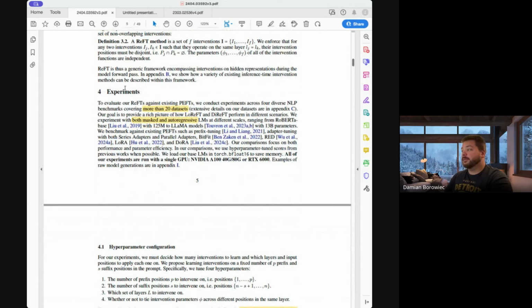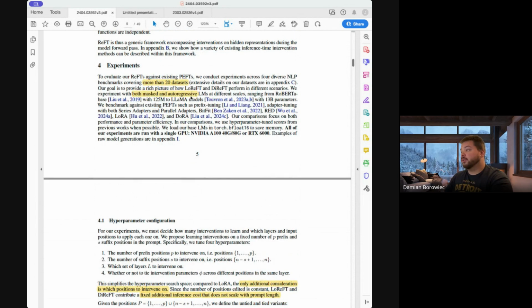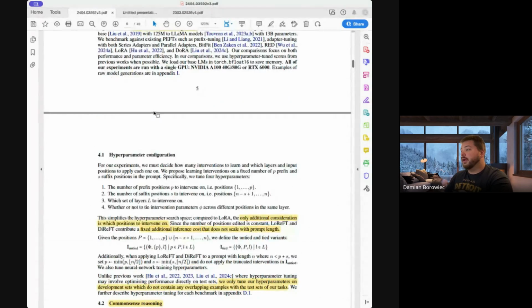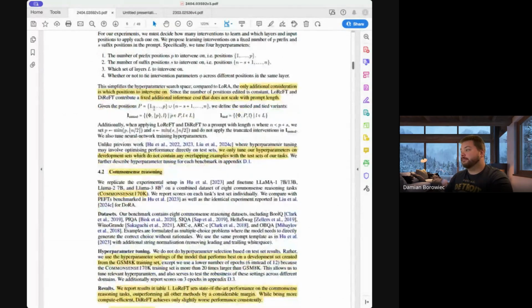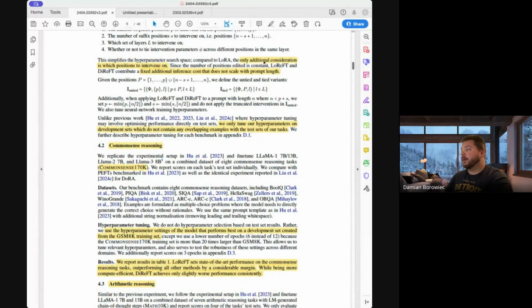And then they talk about the experiments, which is they've done some quite good experiments, I think, and quite extensive. There's more than 20 data sets that they looked at. They looked at both masked and autoregressive language models. And here they talk about the positions and how they intervene on them. I think it's only the prefixes and then suffixes of the input sequence that they look at, and they ablate on how many positions from the right and then how many positions from the left.